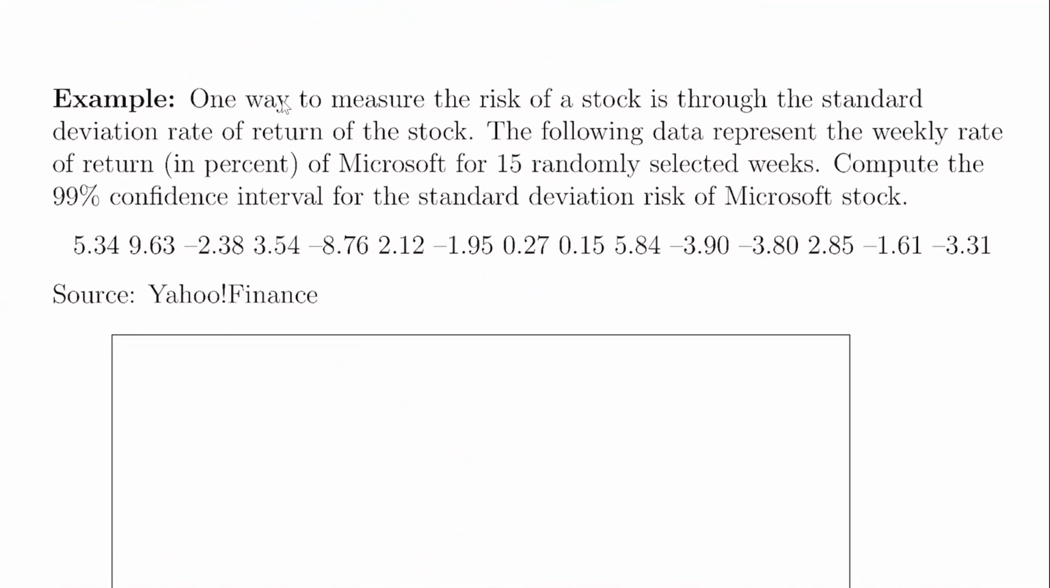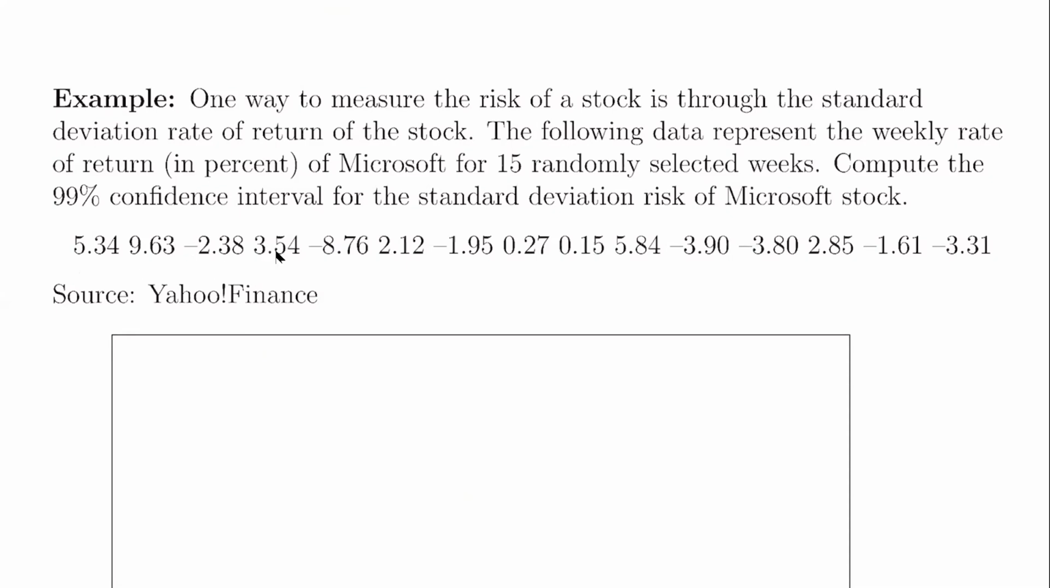It says one way to measure the risk of a stock is through the standard deviation of the rate of return of the stock. The following data represent the weekly rate of return in percent of Microsoft for 15 randomly selected weeks. Compute the 99% confidence interval for the standard deviation risk of Microsoft stock. So these are the percents. So 5.34 is a percentage, which means they gain money. If they lost money, it will have a negative sign.